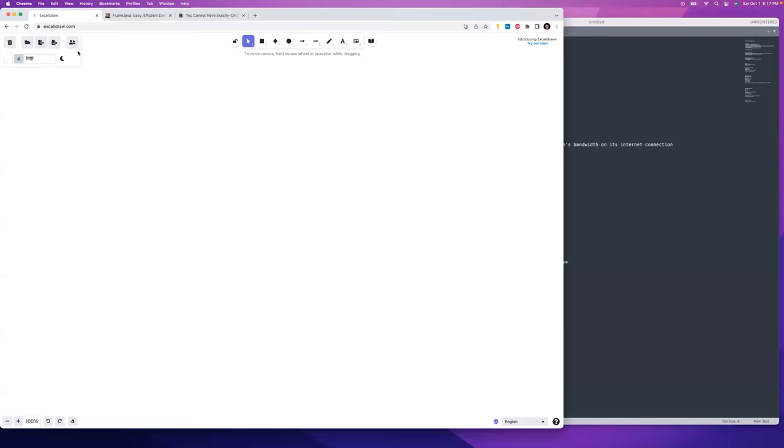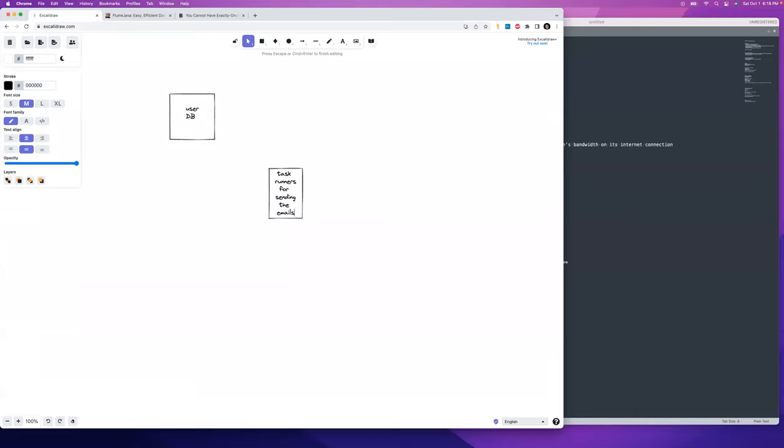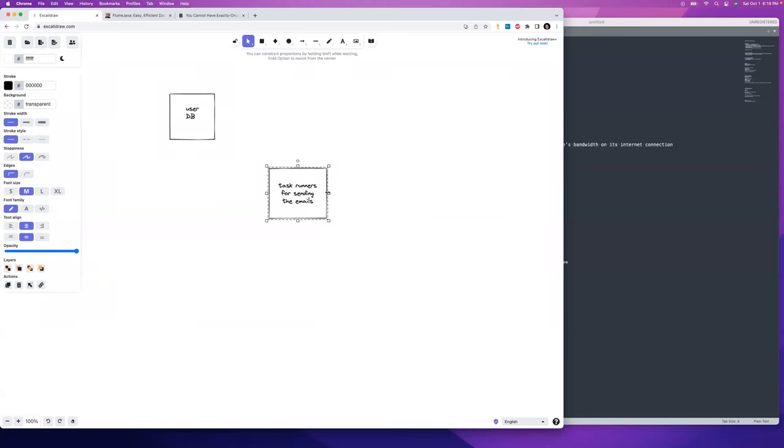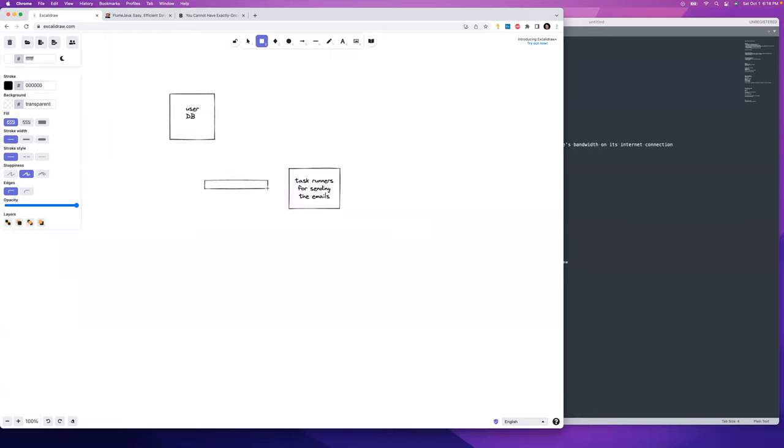So we are going to have a user database. We have at least something like that, some data store for the users. We're going to have message brokers. We're going to have task runners for sure. So these will be task runners for sending the emails. And I want to feed the data to them off a broker. So we're going to have a message broker here.